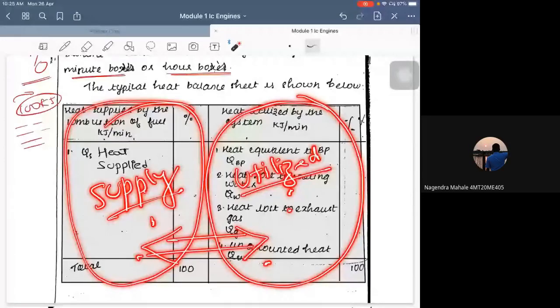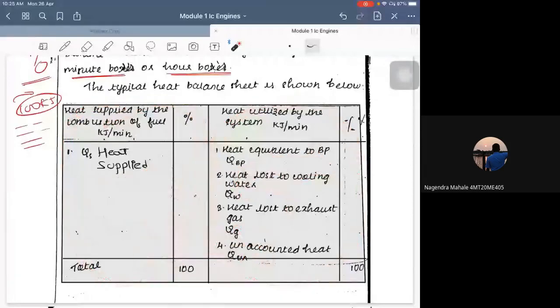So suppose, for example, I have supplied heat of 100 kilojoules on a per minute basis. I am calculating per minute. Cooling water is somewhere around 15. And 3 would be the unaccounted heat, guys. Anyone could say this? What could be unaccounted heat?